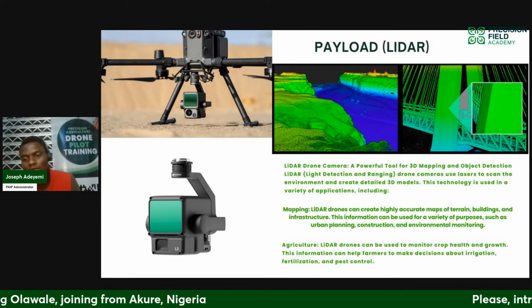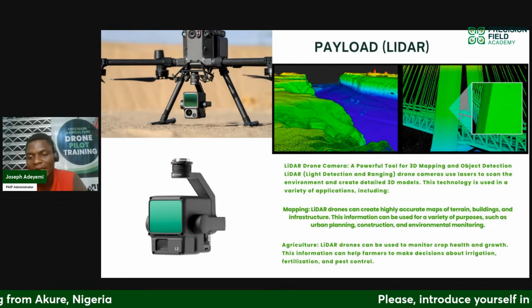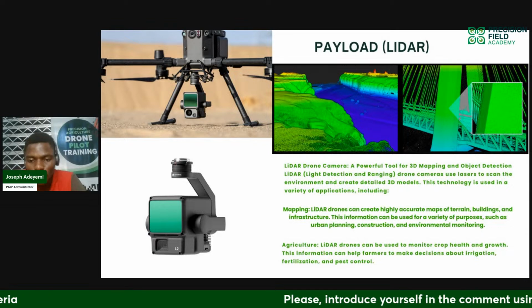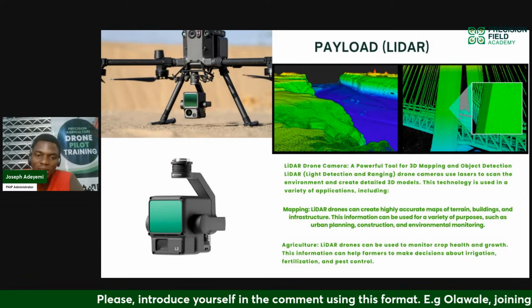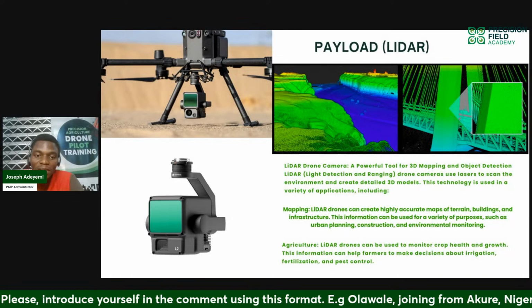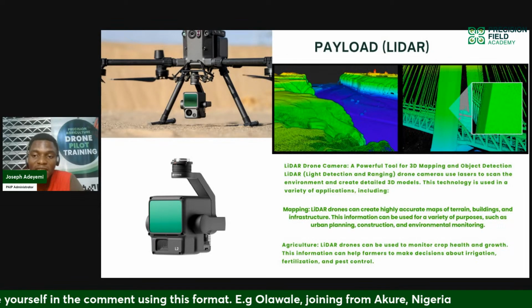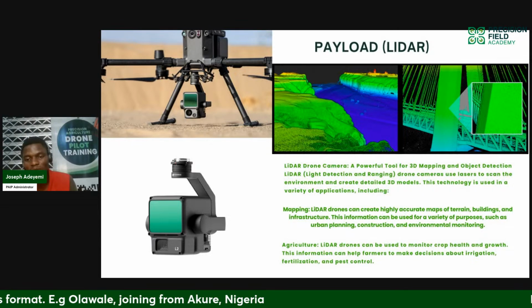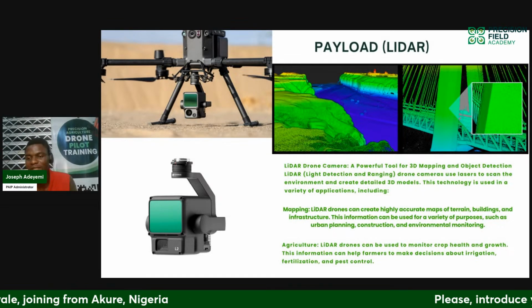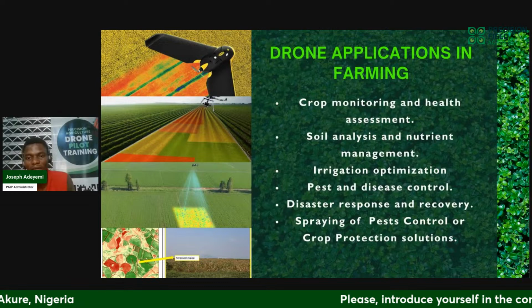Likewise in agriculture, a LiDAR sensor can be used to monitor crop health and crop growth, giving you detailed and accurate data in a 3D format, in a 3D model. So it gives you more comprehensive data in the 3D model.